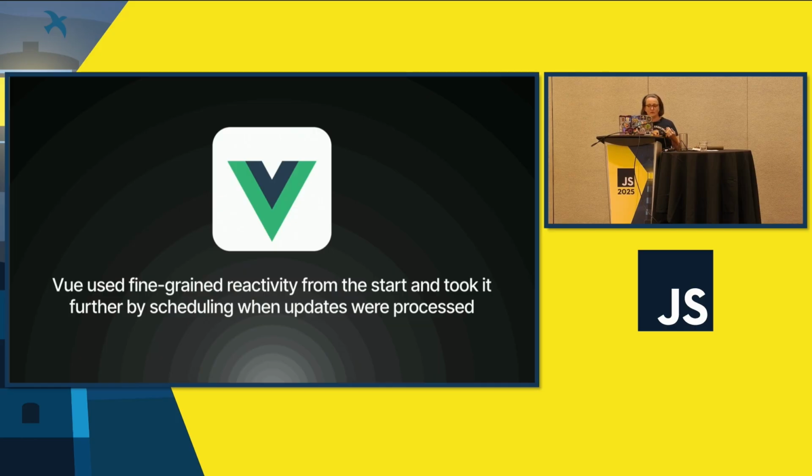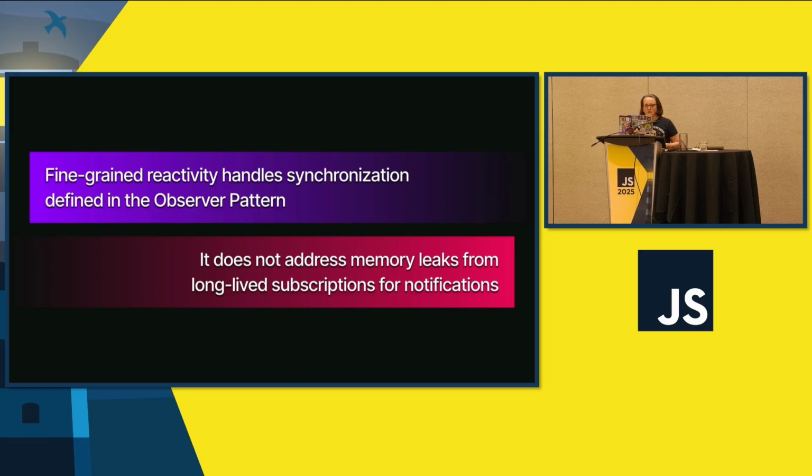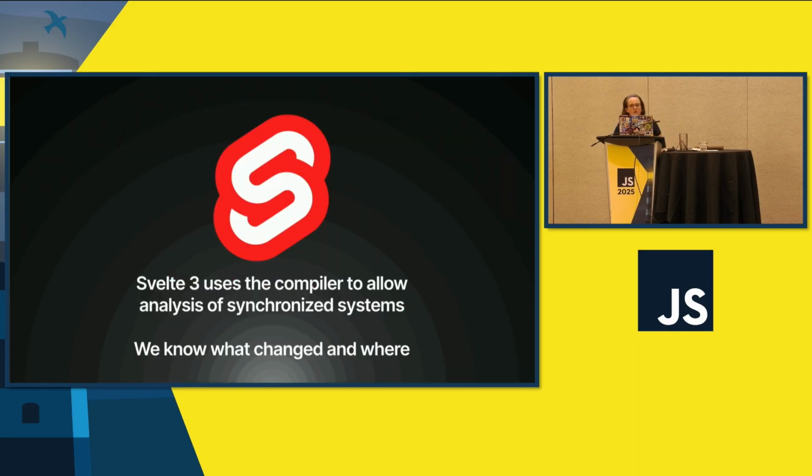Vue uses fine-grained reactivity from the start, and it also took it one step further by scheduling when updates were processed. So Vue uses something like signals under the hood, but it also handles scheduling the updates. Fine-grained reactivity handles synchronization defined in the observer pattern, but it doesn't address memory leaks that can come from long-lived subscriptions or notifications.